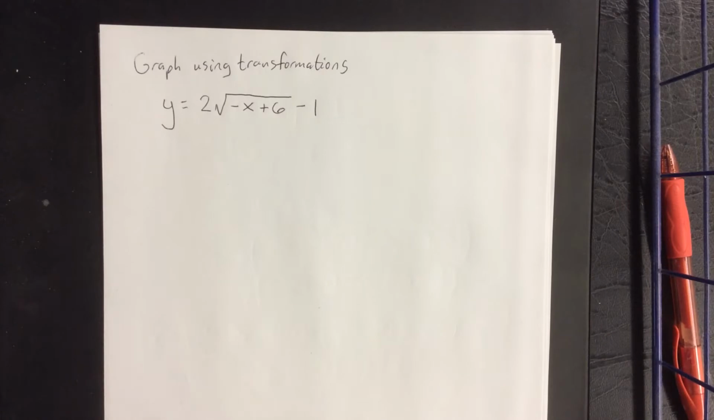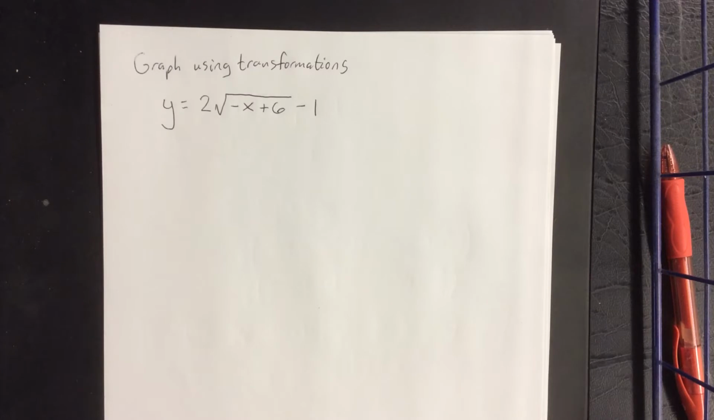Today we're going to be doing a little bit of pre-calculus. Today we're going to be graphing using transformations, and the function that I have for you today is y equals 2 times the square root of negative x plus 6, minus 1.